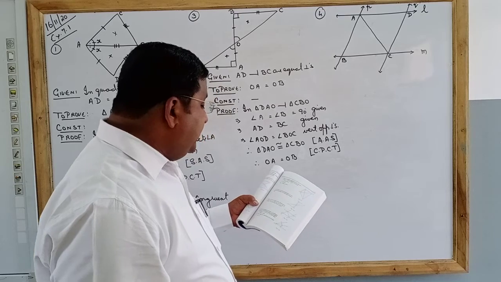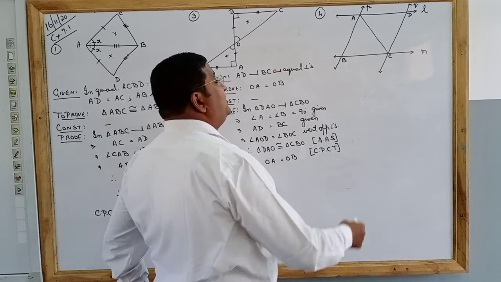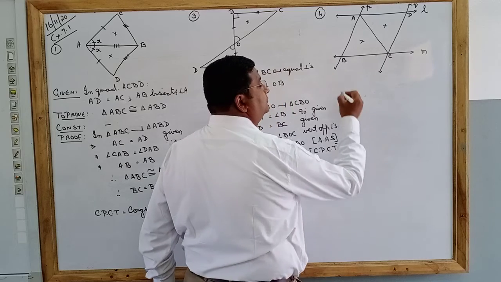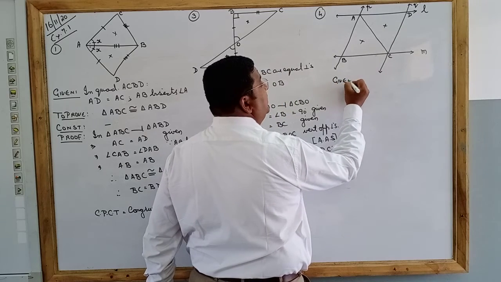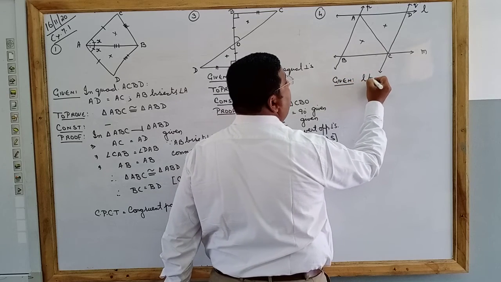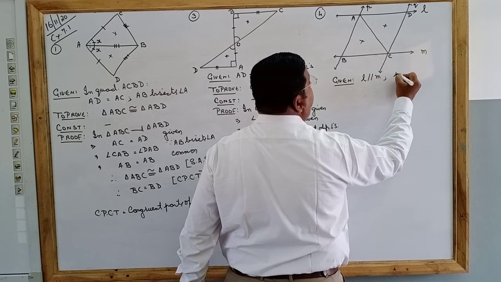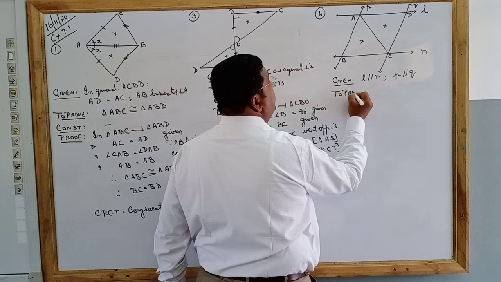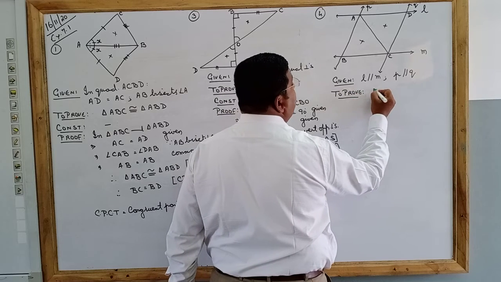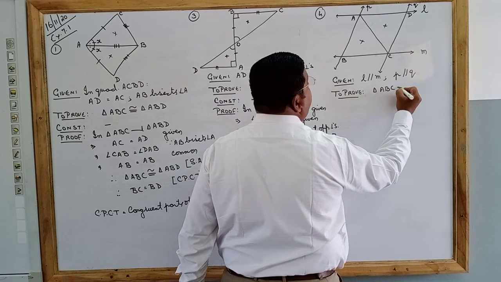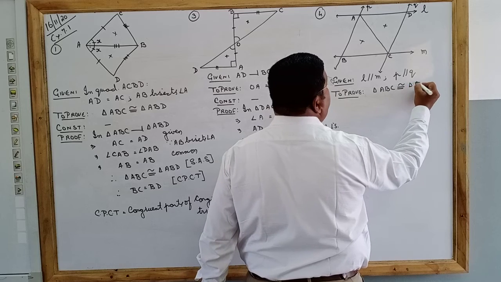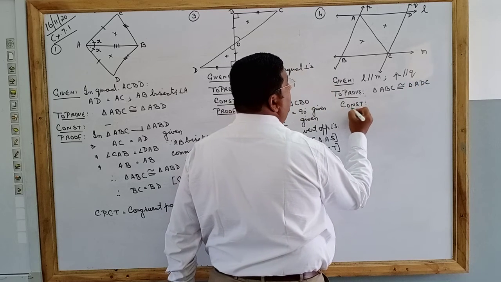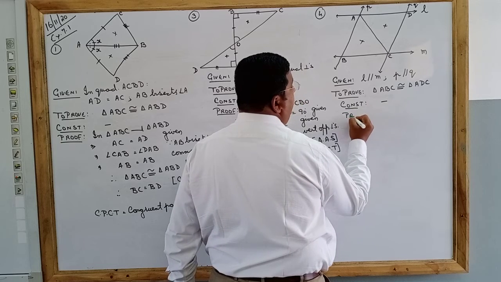What does he say? He says, show that triangle ABC is congruent to triangle ADC. What is given to us? We are given line L is parallel to M, P is parallel to Q. What you have to prove? We need to prove that triangle ABC is congruent to triangle ADC. Construction not required, proof.